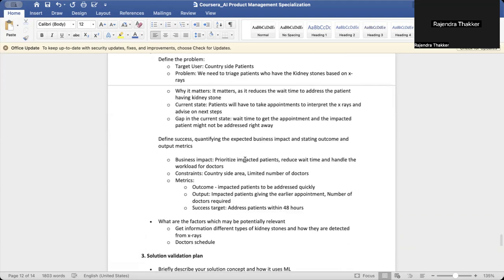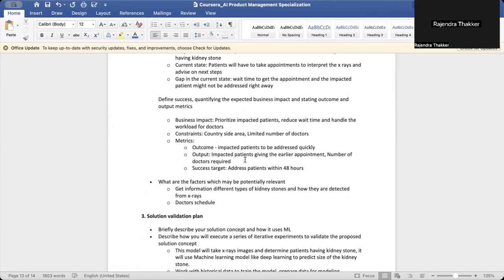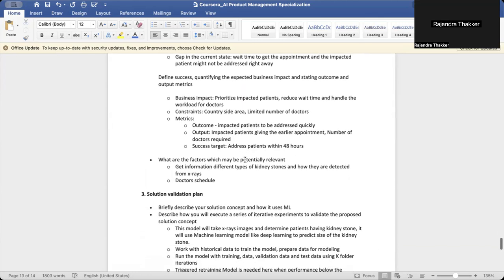Current state: we have to take appointments to interpret it and advise on the next steps, and the wait time for this appointment is considerably longer. And the patients might not get the right treatment on the spot. As part of CRISP-DM, let's try to understand the success criteria. From a business point of view, we want to prioritize impacted patients, reduce the wait time, and handle the workload for the doctors.